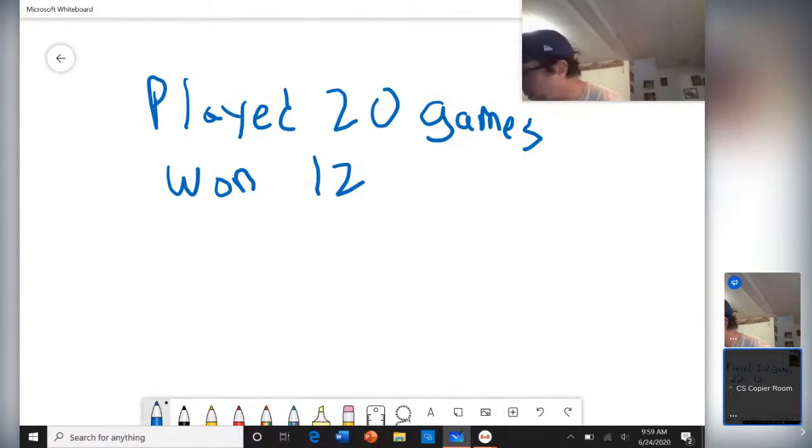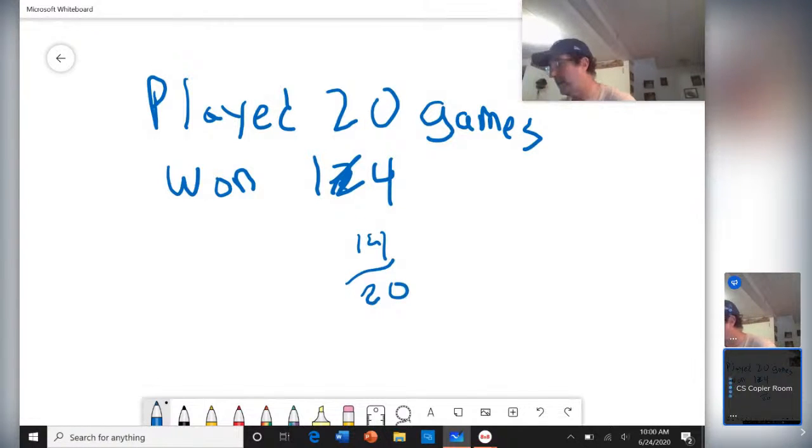Oop, I've got they won 14. Okay, so how are we going to think about this? We're just going to put it into a fraction. They won 14 out of their 20 games. And now we know we can reduce that to 7 over 10. Then to convert that to a decimal, we're going to divide the denominator into the numerator.